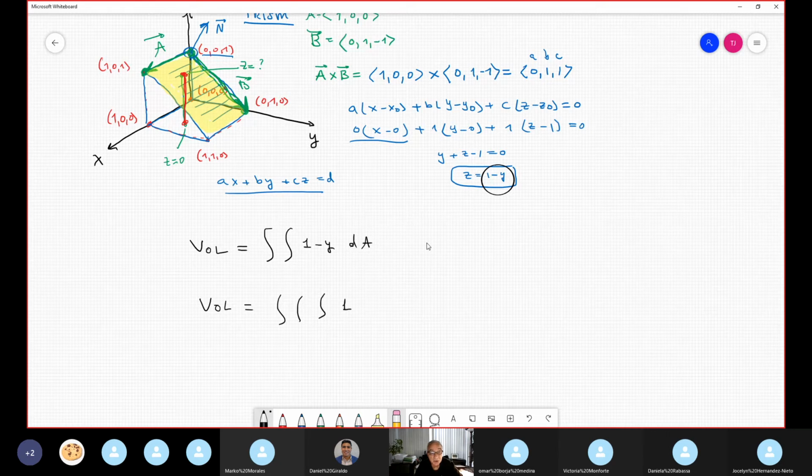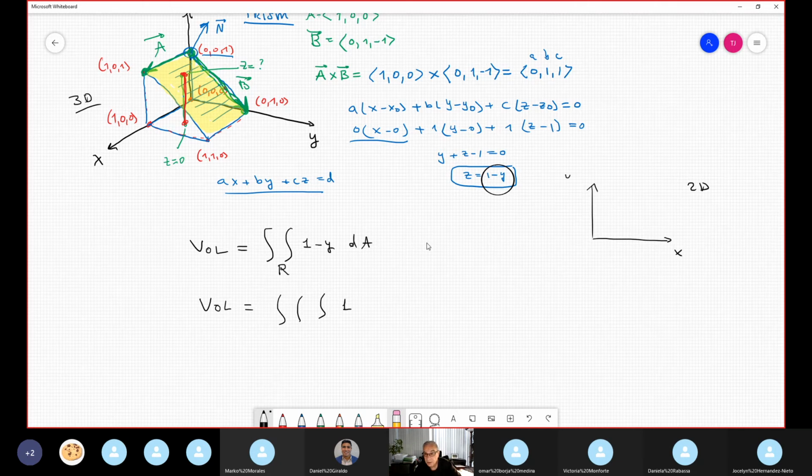So, in order to do the second part, the region R. Who is the region R? The region R is the projection onto the XY plane. So I need to do the graph in 2D. This is the graph in 3D, and now this is the graph in 2D.